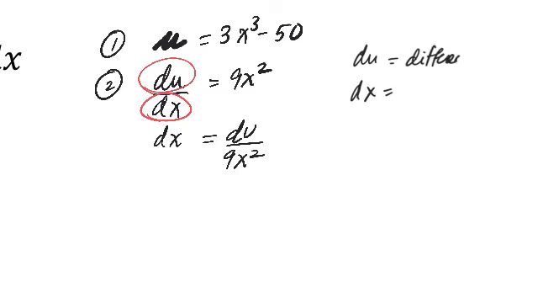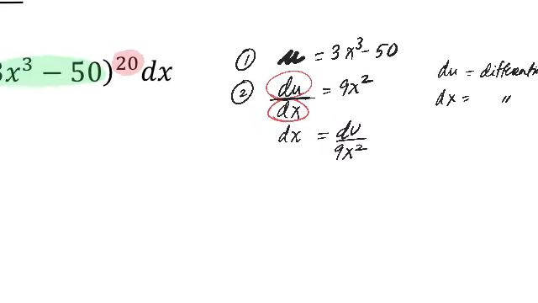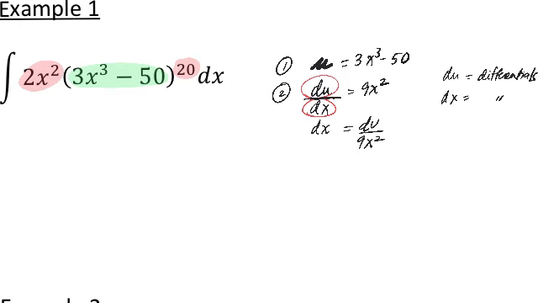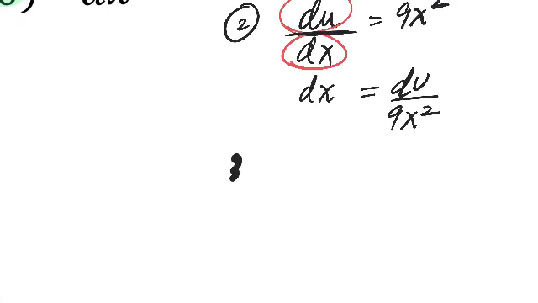And we treat them kind of like it's just a fraction. So the du over dx, just treat it as du over dx, and then you cross multiply and divide by the 9x squared to get dx is equal to du over 9x squared. Okay, then step 3 is going to be to rewrite my integral.